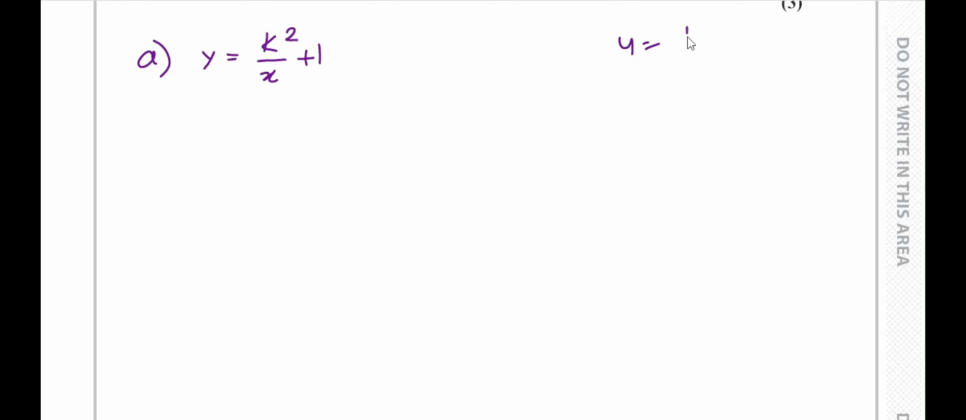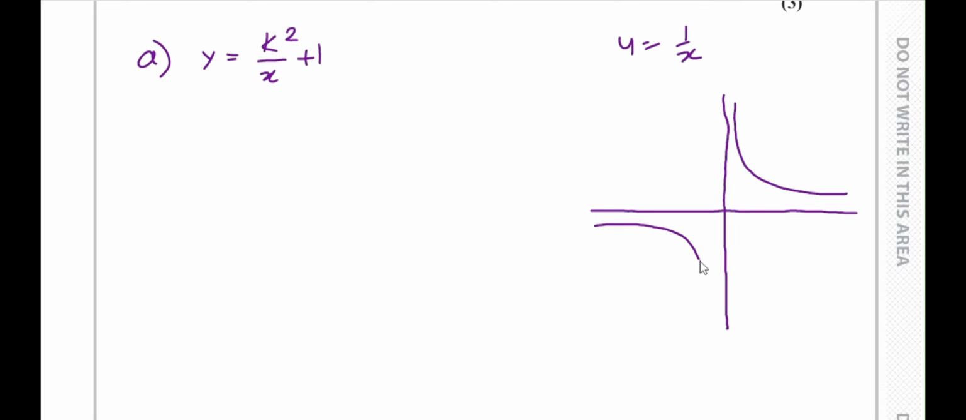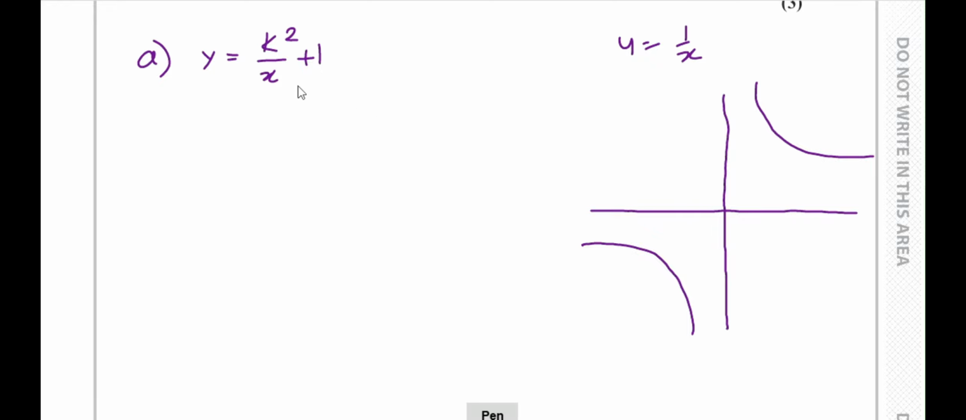Imagine we have got y is equal to 1 over x. So let's draw the shape of that curve. So it's like this. When it is becoming k square over x, it means this curve moves a little bit away from the origin. Let's remove the original curve now. Right. Now, this k square over x is further transformed by adding plus 1 to it, which means it will move up by 1 unit.